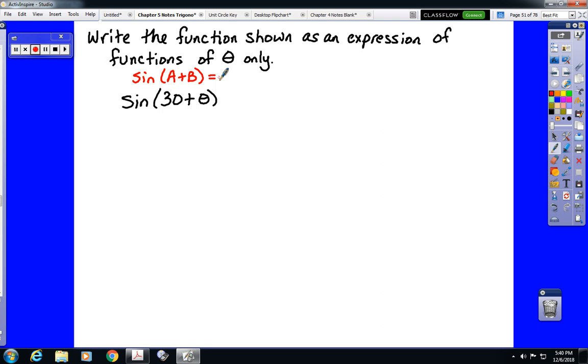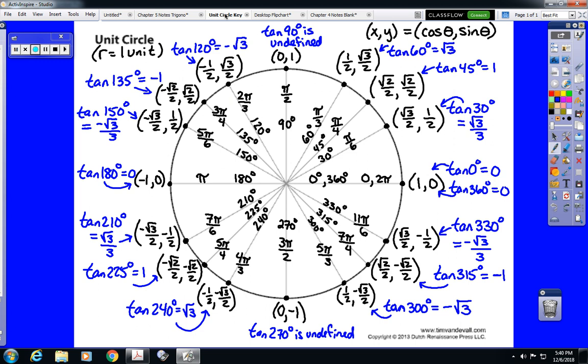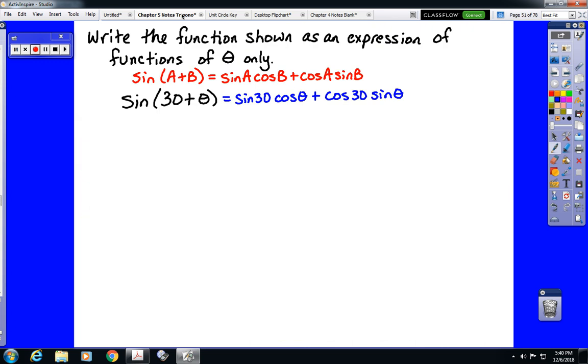So we're going to go in here and use the sine rule, sine a cosine b plus cosine of a sine of b. So in our pattern here, we would have sine of 30 cosine of theta plus cosine of 30 sine of theta. Now that's very similar to what we did before, but we're not done yet. What we need to do now is go to our unit circle and find these two values, cosine of 30 and sine of 30. The cosine of 30 is root 3 over 2. Sine of 30 is 1/2. So that's what we plug in.